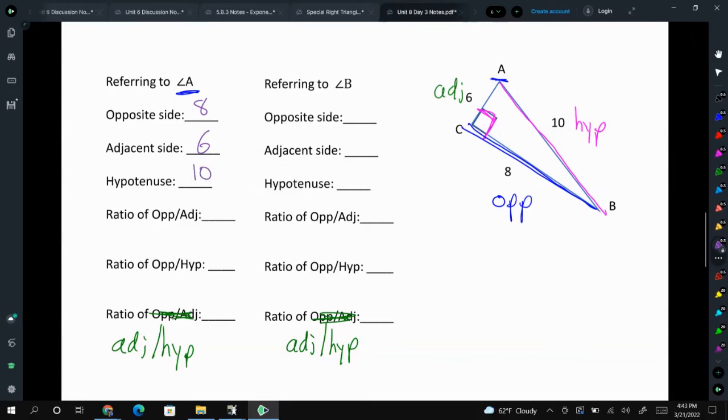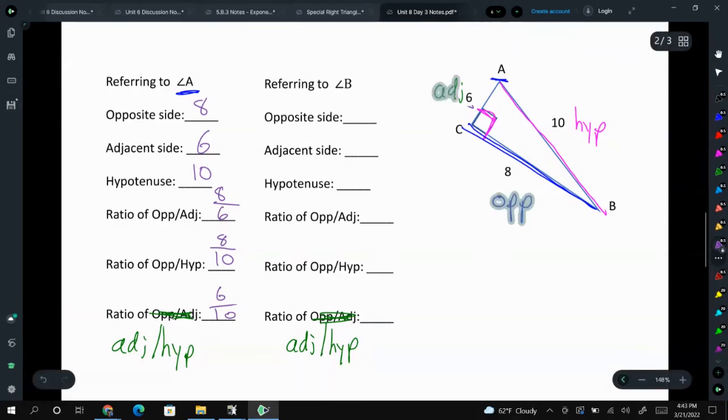Ratio of opposite over adjacent, opposite is 8, over the adjacent is 6. The ratio of the opposite over hypotenuse, opposite again is 8, over the hypotenuse is 10. And then lastly, the ratio of the adjacent over the hypotenuse, adjacent is 6, and the hypotenuse is 10.